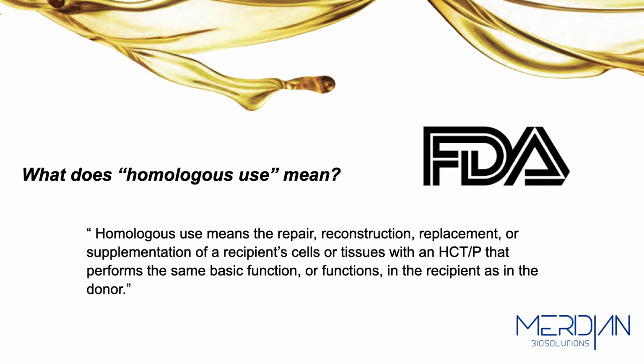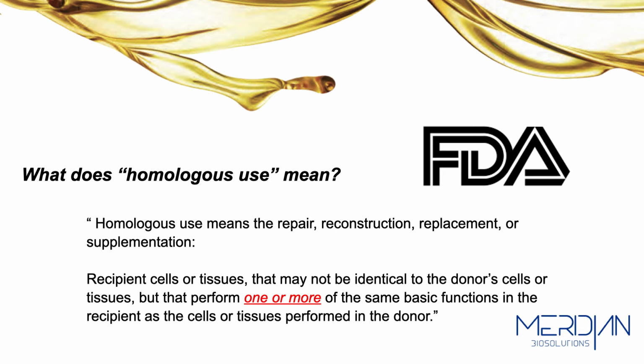So let's move on to what I consider a little more complex, and that is homologous use. Again, I'm going to use the FDA definition: homologous use means the repair, reconstruction, replacement, or supplementation of a recipient's cells or tissues with an HCT/P that performs the same basic function or functions in the recipient as in the donor. Okay? So what does that mean?